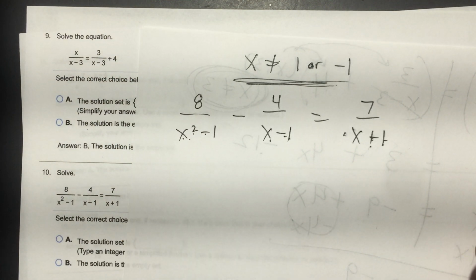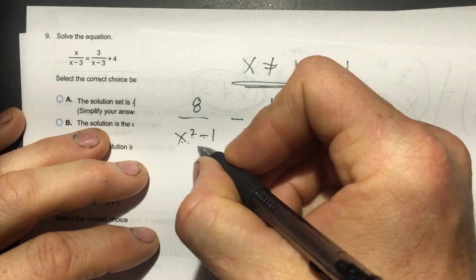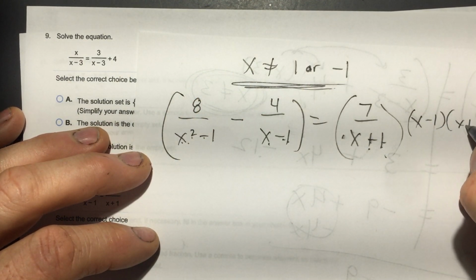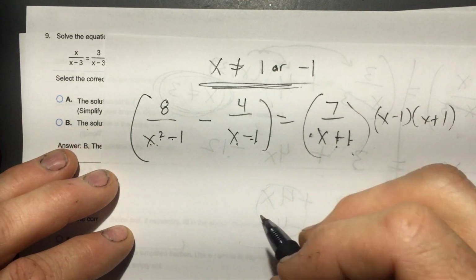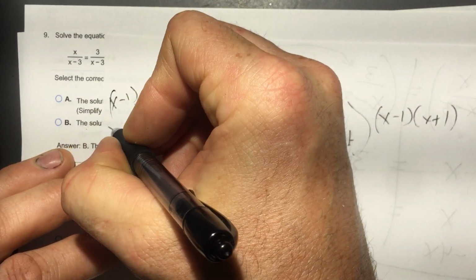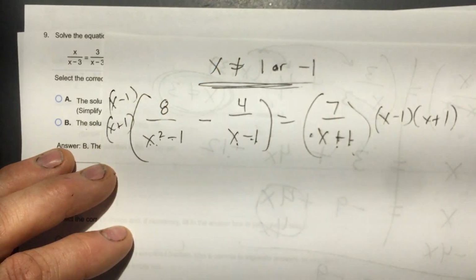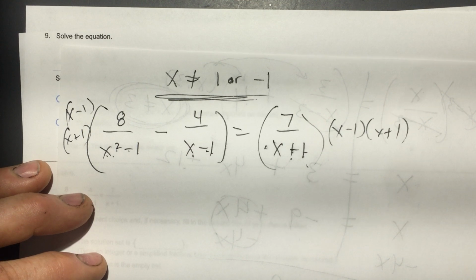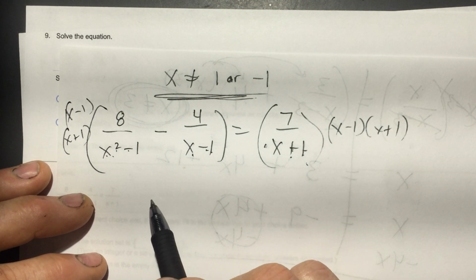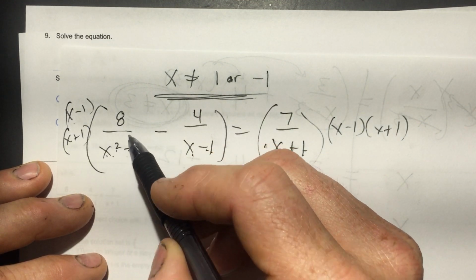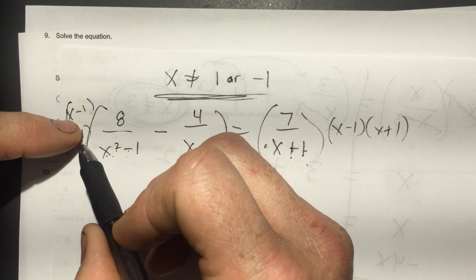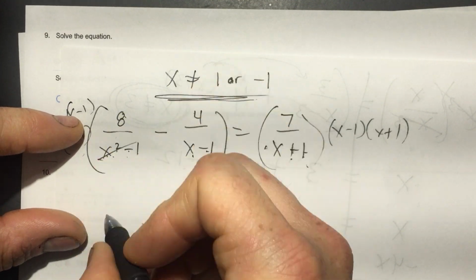Okay. Now, so we're going to multiply both sides by x minus 1 and x plus 1. Okay, so I'm going to do x minus 1, x plus 1. Multiply both sides by that. All right, so let's multiply. So when I multiply this to here, to this first one, well, these two, that's x squared minus 1. And it's going to cancel this, so I just have an 8 here.